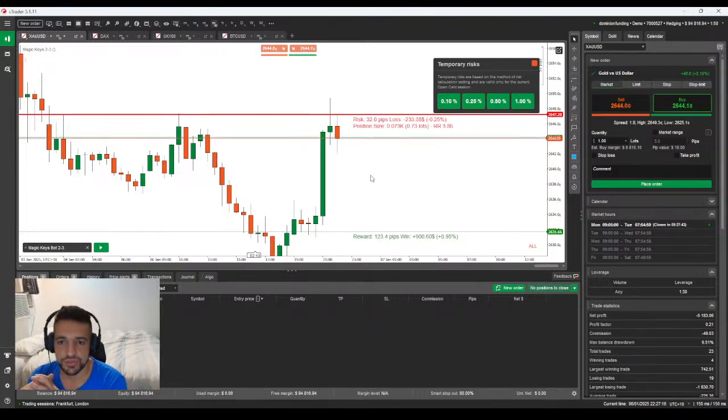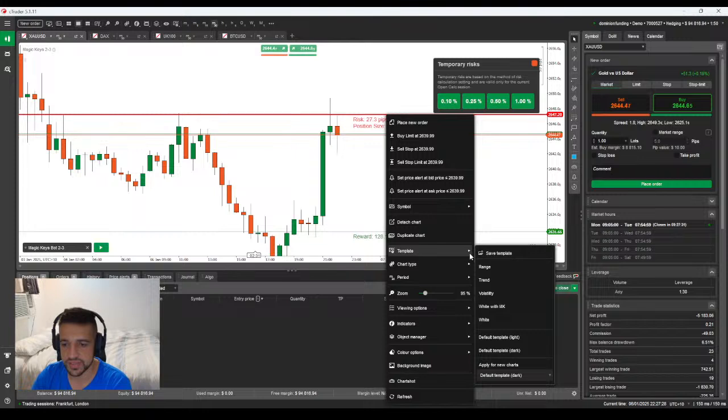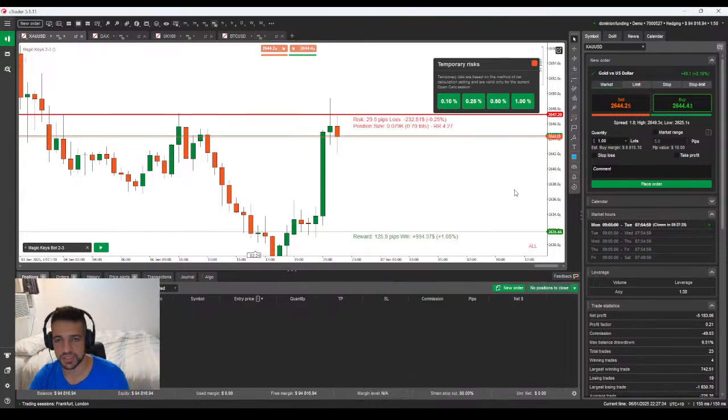We're playing with 0.25% because we're very low on the funds. A little bit of very low and slow. What I'll do, I'll save this template. Save. Perfect. White with Magic Keys. Sweet. Again, we're just gonna wait for the closure. Let's see what happens.